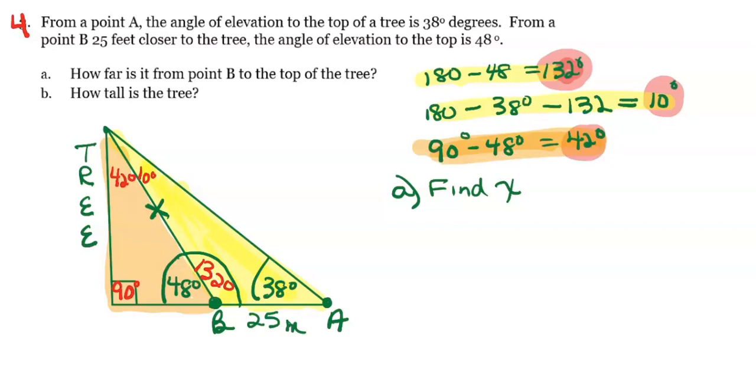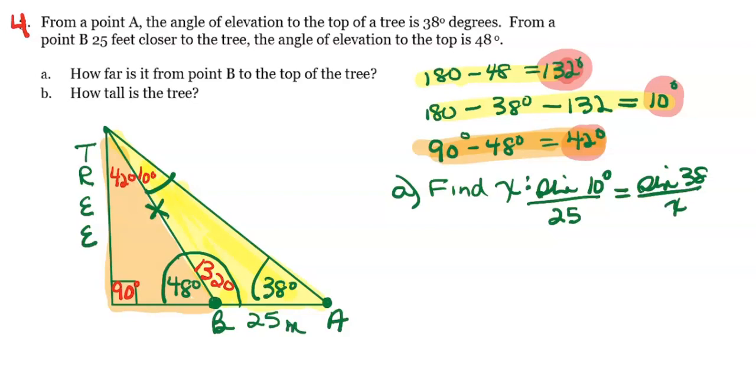So I am going to use my law of sines to find X. So set up your ratio, because you have an angle and a side that are matching. So the sine of, what's your angle? It's 10 degrees over 25, which was the distance between A and B, equals, okay, what angle goes with X? You should be saying 38, sine of 38 degrees over X.